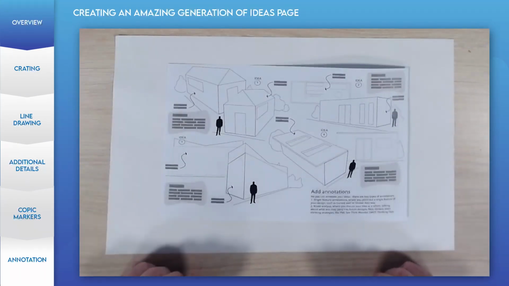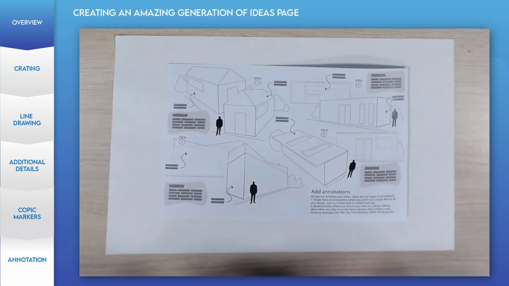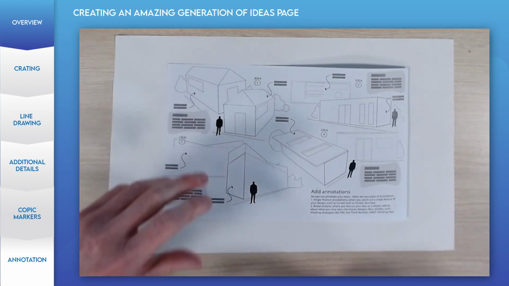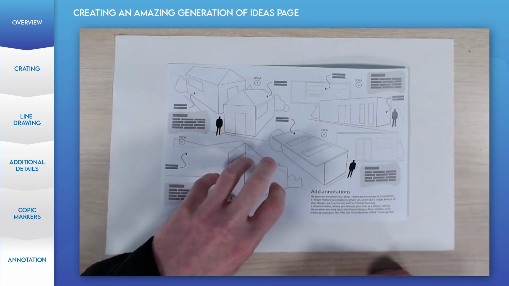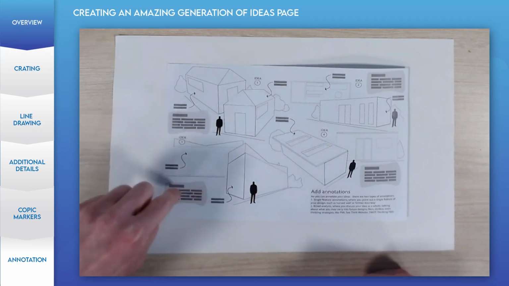The last stage is to group your illustrations and annotate them. So you could do little colored blobs to create a bit of a shade here.